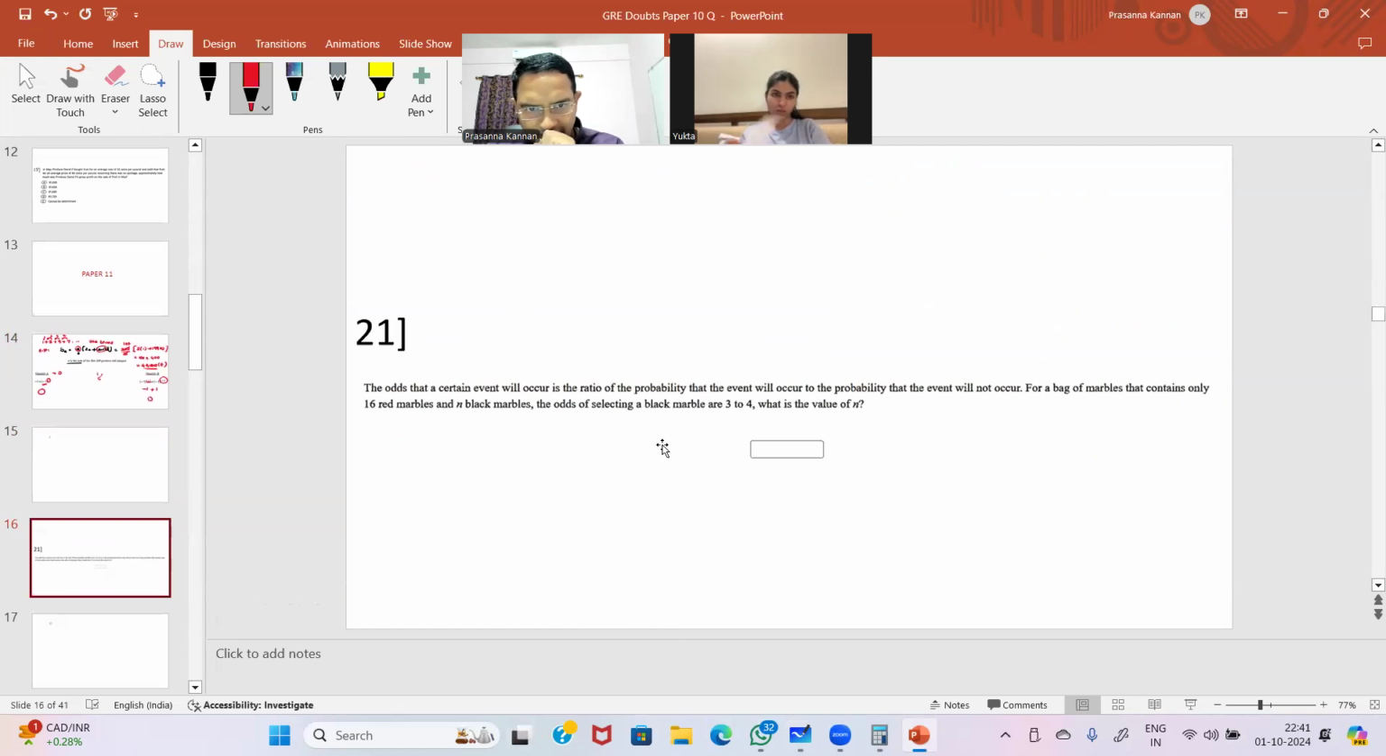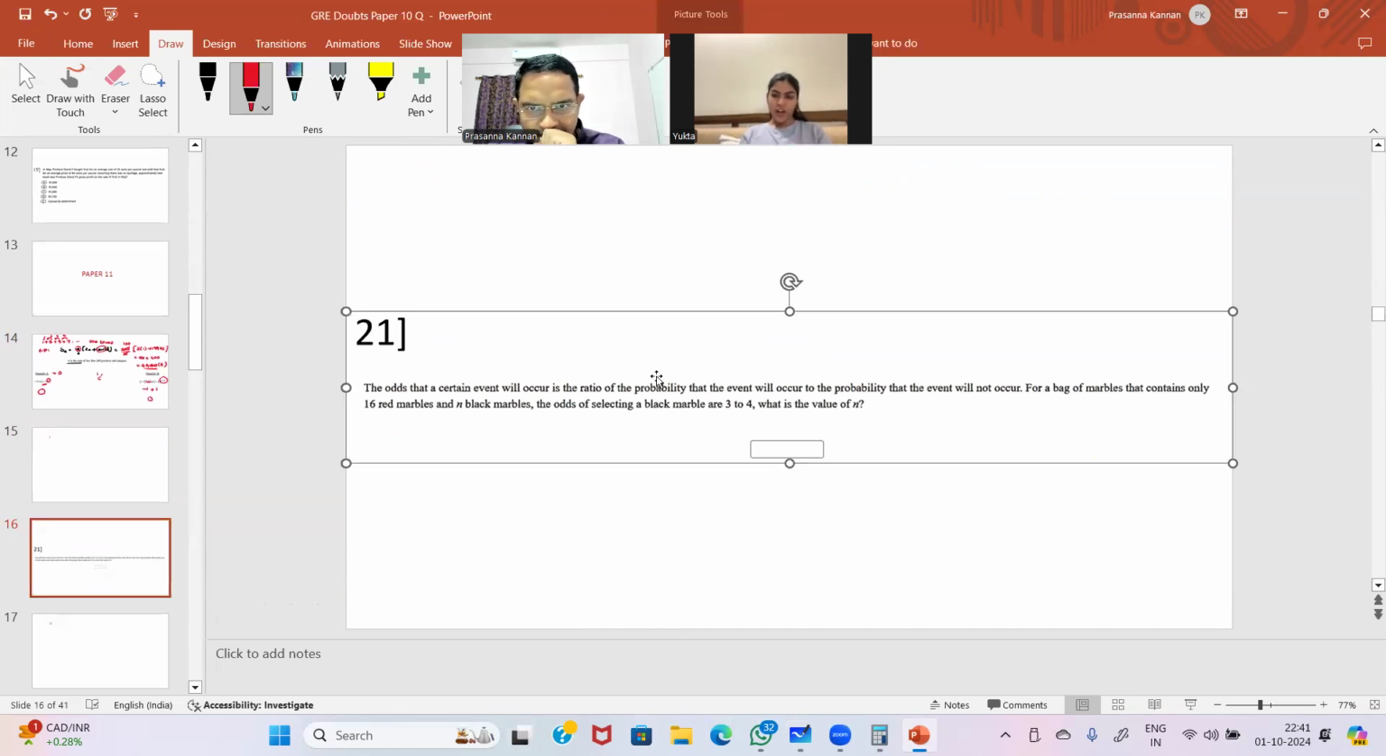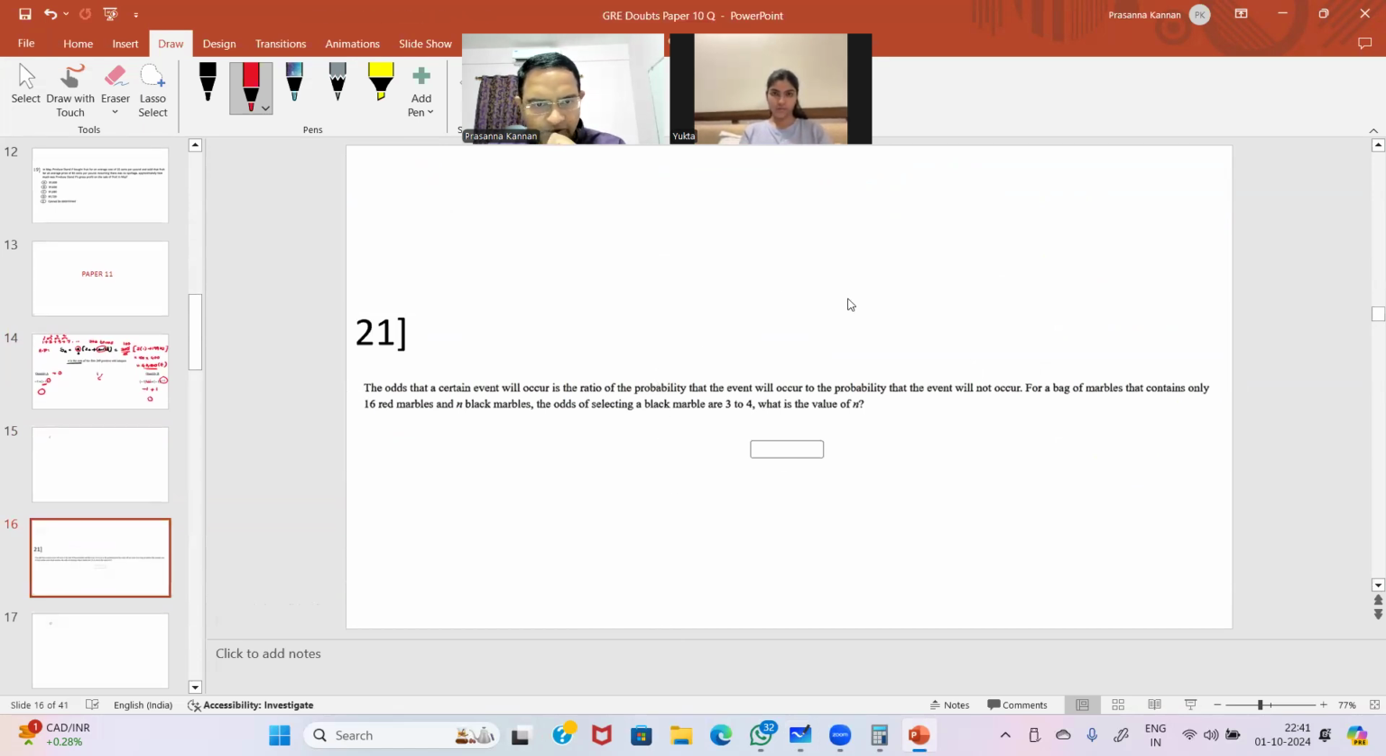This was your other doubt? Okay. The odds that a certain event will occur is the ratio of the probability that the event will occur to the probability that the event will not occur. For the bag of marbles that contain only 16 red marbles and n black marbles, the odds of selecting a black marble are 3:4. Then what is the value of n?